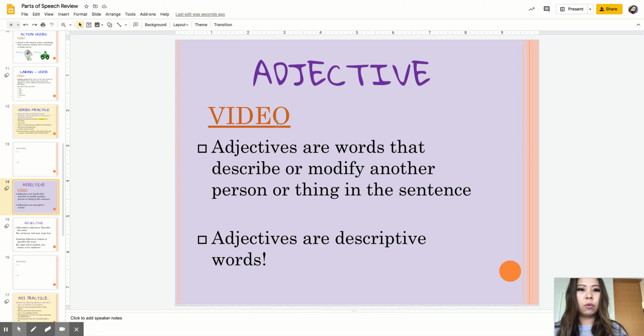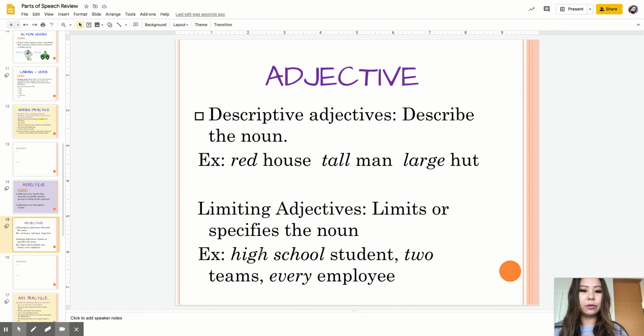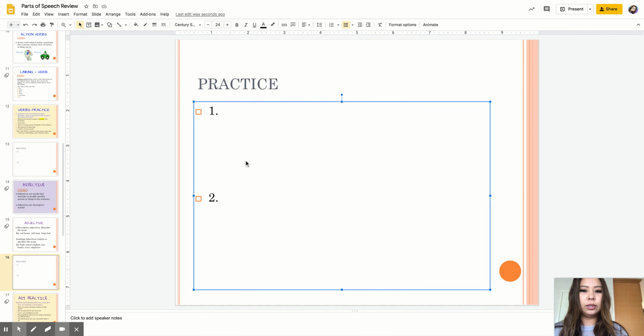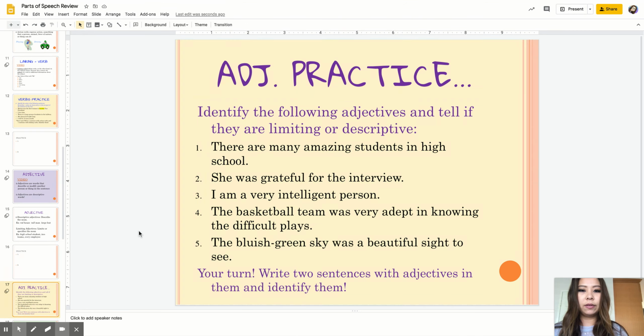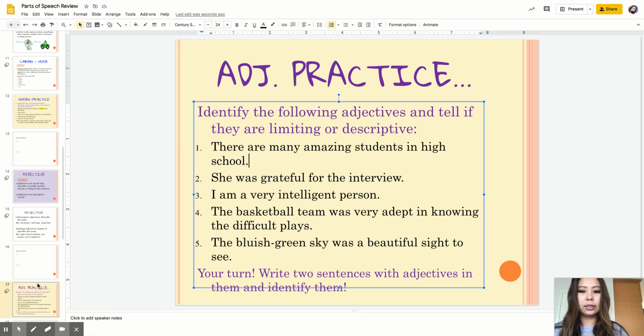Next one, watch the video for adjectives. Adjectives are words that modify or describe other verbs or other nouns. You can describe verbs too, actually. No, just kidding. Adjective describes noun, not verbs. Only noun, like red house, tall man, large hut, right? So you're going to write me 2 sentences with an adjective in there, and you're going to highlight the adjective. Okay, so here are some practice.